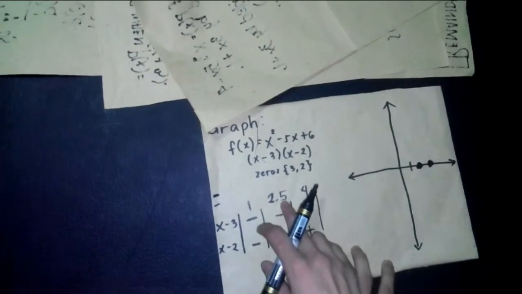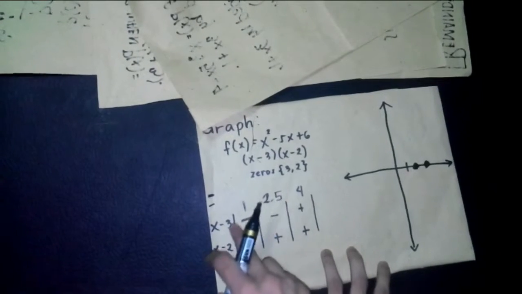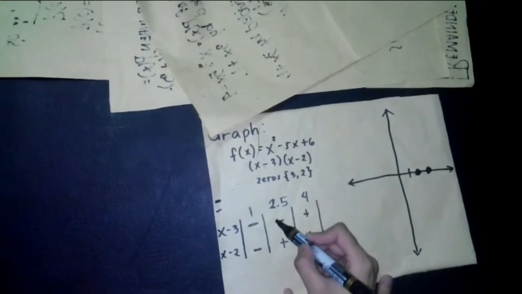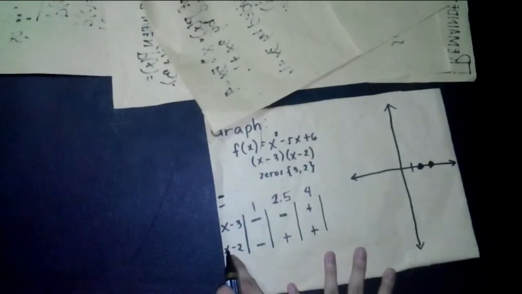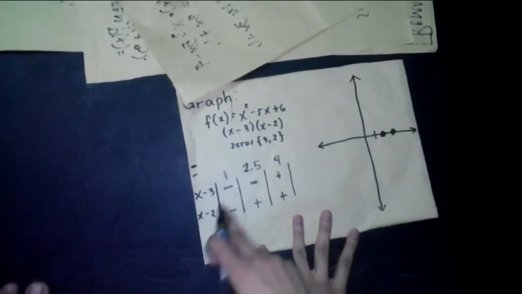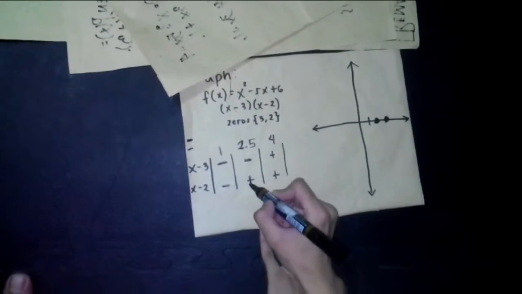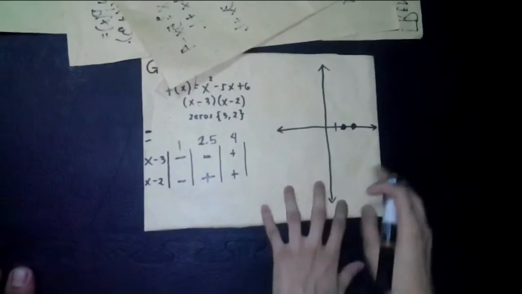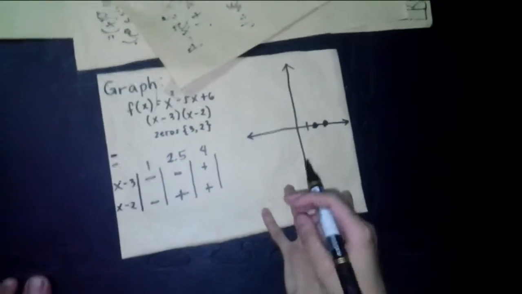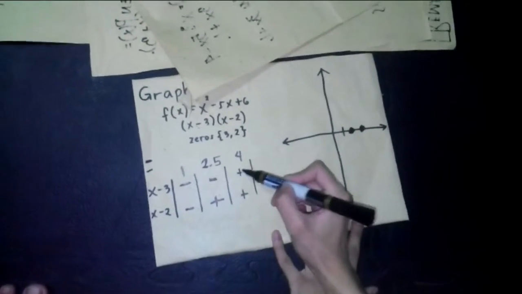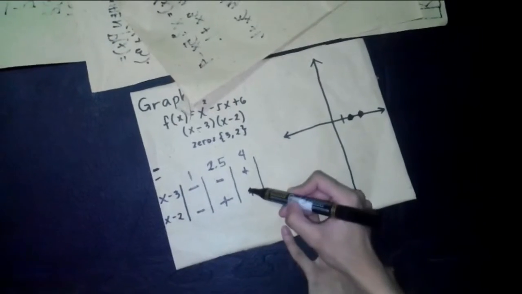So we try 2.5. Substituting 2.5 into the factors: 2.5 minus 3, we get a negative answer. 2.5 substituted into x minus 2 is positive 0.5. Next is to try a value of x that is greater than 3. Substituting 4 into x minus 3 will give a positive answer. Substituting 4 into x minus 2 will give a positive answer as well.